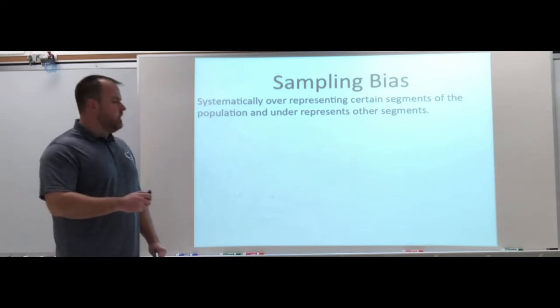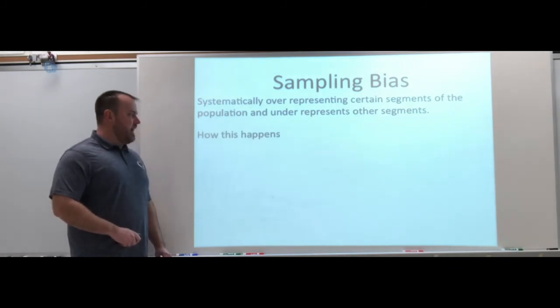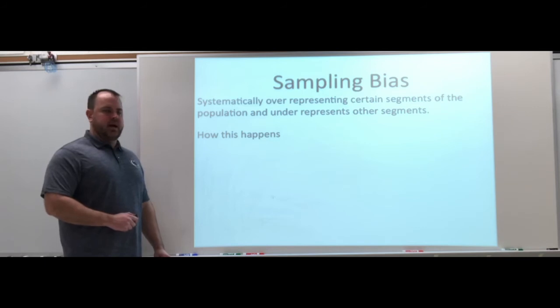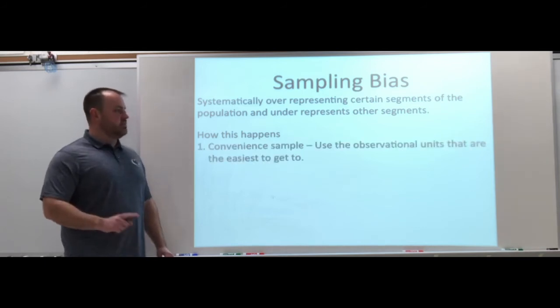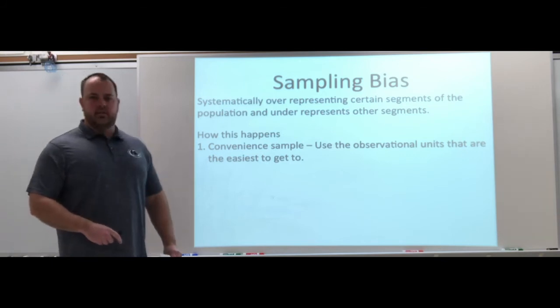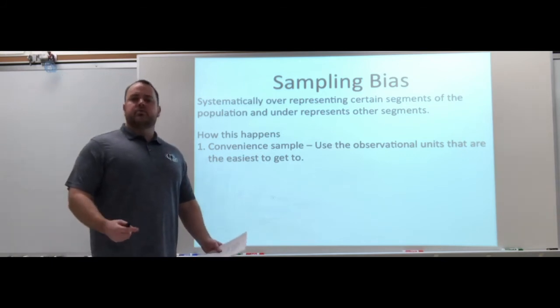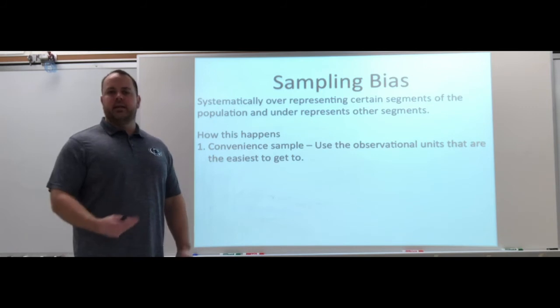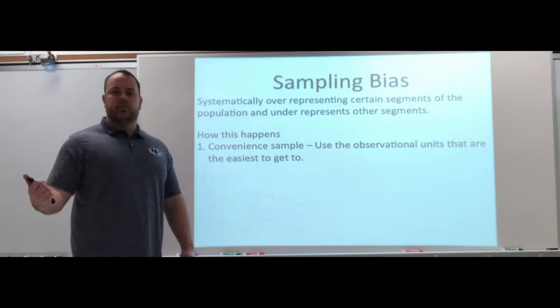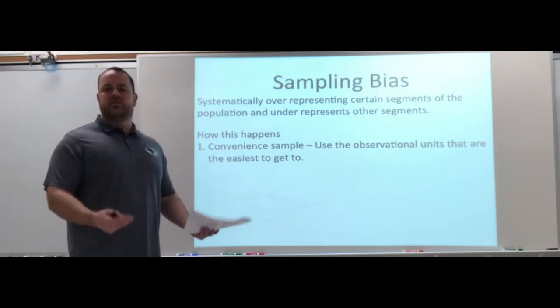Now, things that can affect this. How can this happen? Well, 2 types of sampling can have bias in it. One of those types is convenience sample. You use the observation units that are easiest to get to. A lot of times this would be, I'm a high school teacher. If I need students to take a sample, I may send a teenager down to the cafeteria during lunch and say, randomly pick me 10 students.